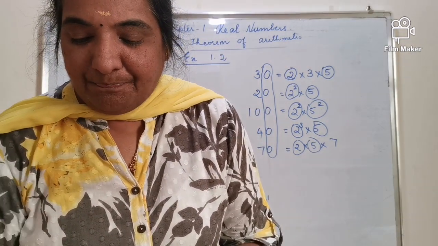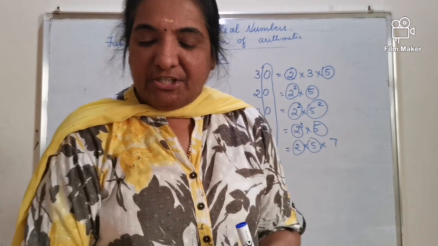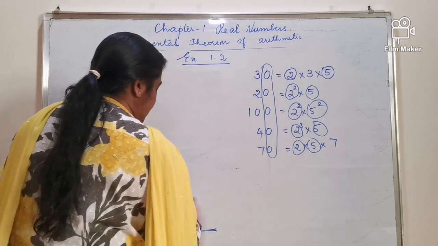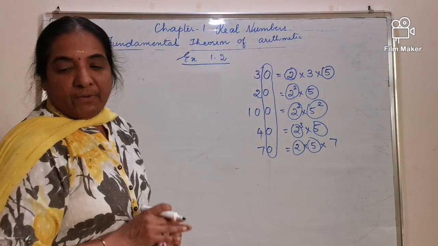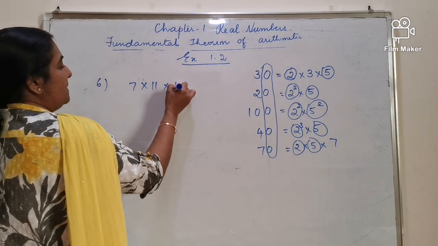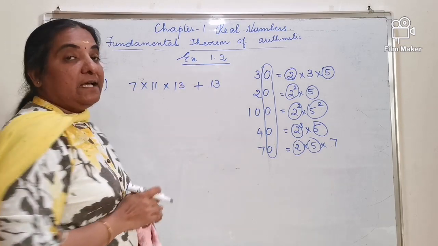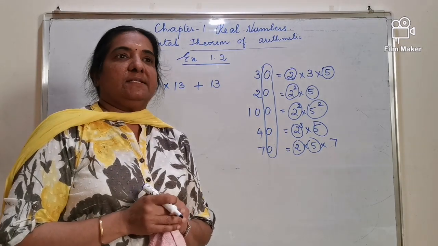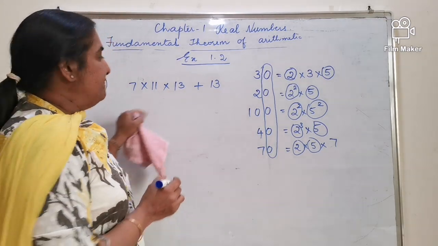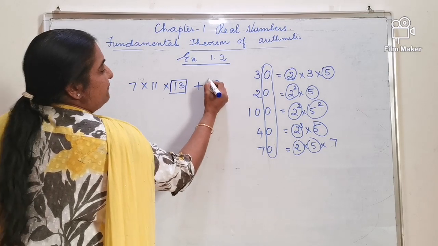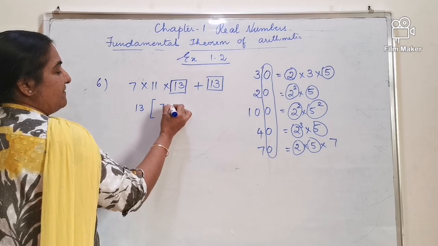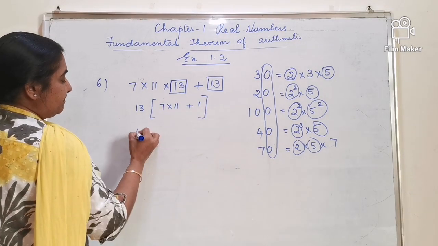Question number 6. Explain why 7 into 11 into 13 plus 13 is a composite number. These questions are asking you to justify that this is a composite number. You can see the prime factor 13 is common. 13 into 7 into 11 plus 1.